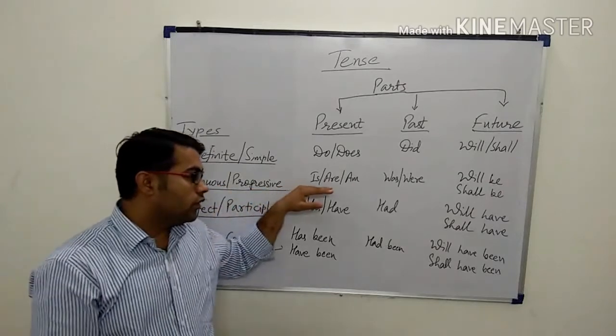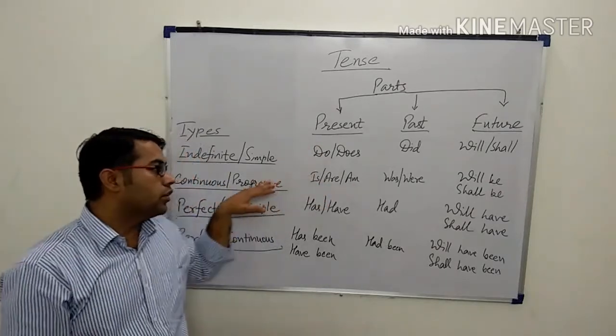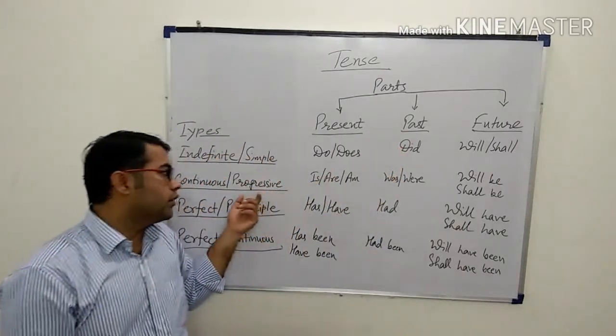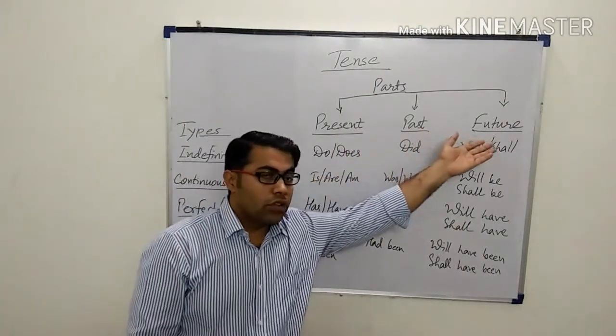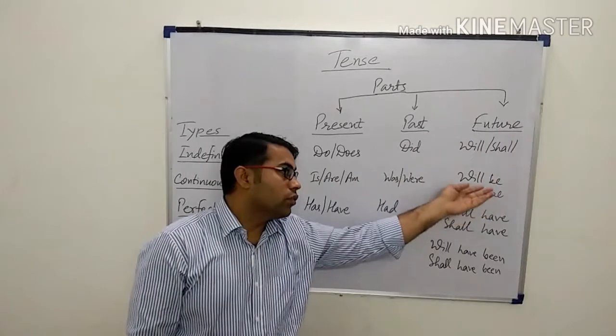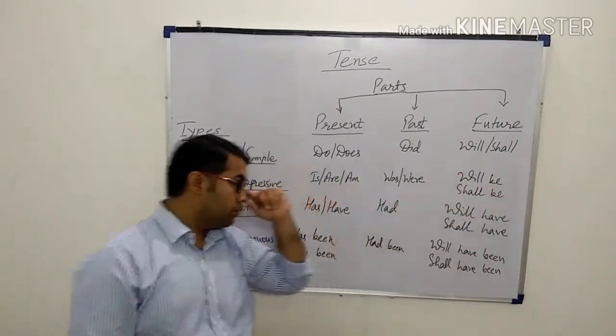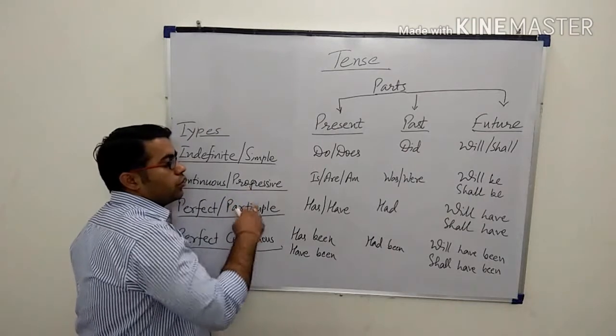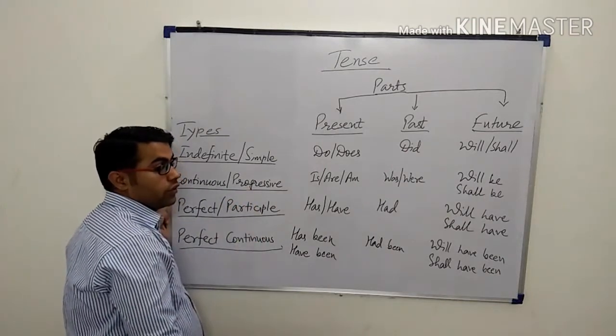If the work is continuing in the present, then we use present continuous. If the work was continuing in the past, then we use past continuous. If we are sure that in future it will be continued, then we use future continuous tense. In all the continuous tenses, we use verb first form plus ing.